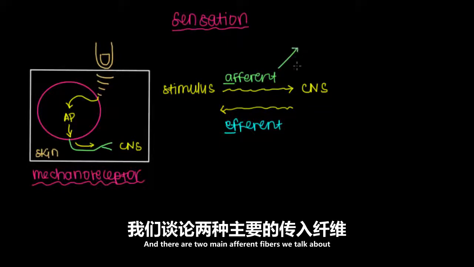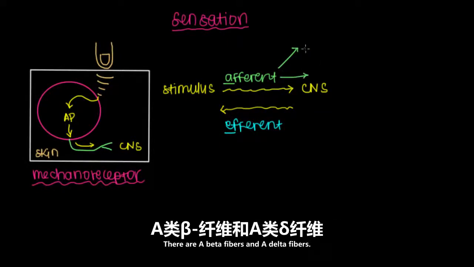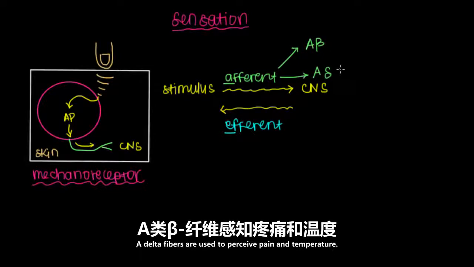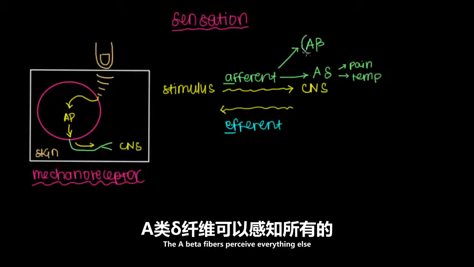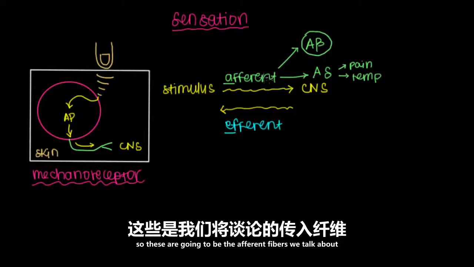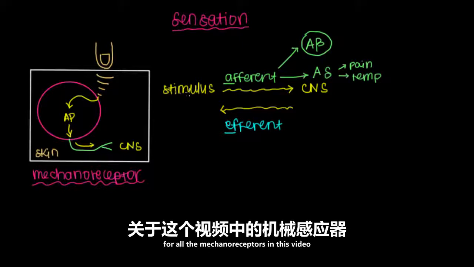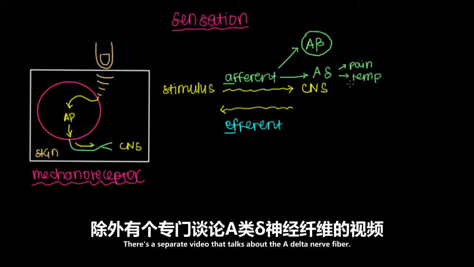And there are two main afferent fibers we talk about. There are A beta fibers and A delta fibers. A delta fibers are used to perceive pain and temperature. Pain and temperature. I'll just write temp right here. The A beta fibers perceive everything else. So these are going to be the afferent fibers we talk about for all the mechanoreceptors in this video. There's a separate video that talks about the A delta nerve fiber.